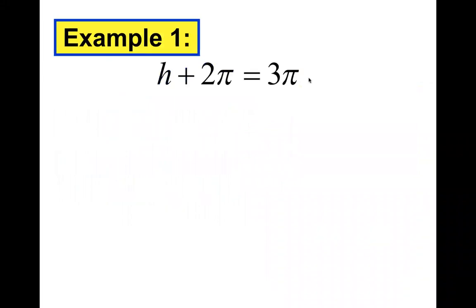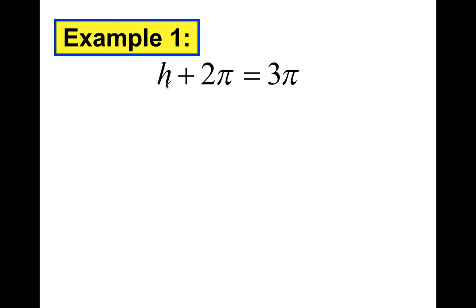Let's go ahead and see our first example. We're given that h plus 2 pi equals 3 pi. Now looking at pi, don't think it's the 3.14 value. You don't have to multiply anything. Just think of pi as a variable in this certain example.